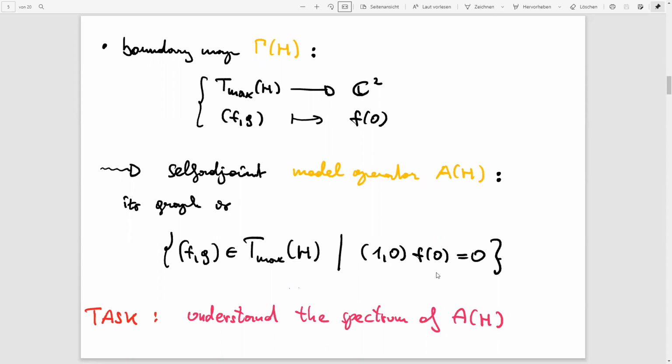So this is the model operator, and I don't want to go into any details about it. The only thing I would like to say is that we are coming from the side of operator theory, and then our aim, or the task for us, is to understand the spectrum of this model operator. So this is our task. Okay, and now how to understand the spectrum of this operator?